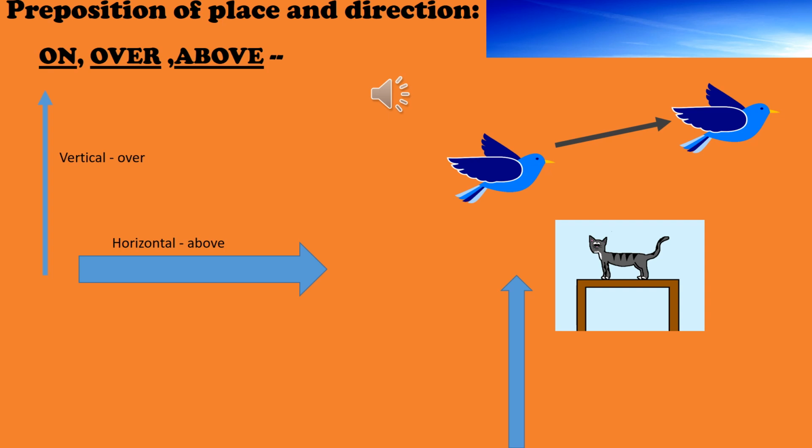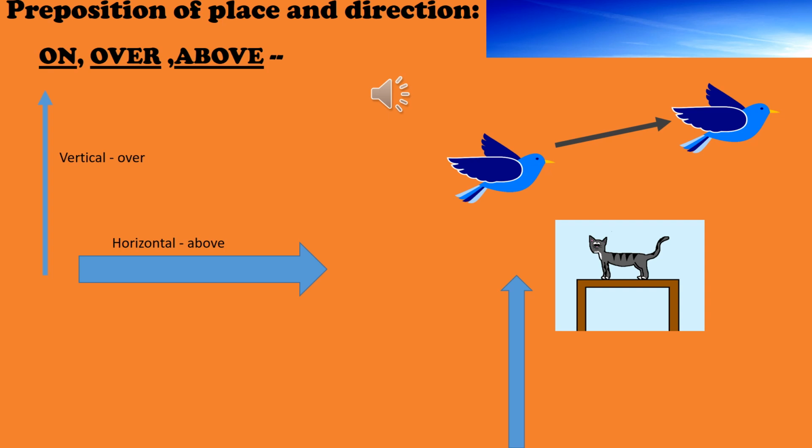It indicates no movement. Above indicates no movement. So we are not going to use above here. Am I clear? Like the sky is above our head. The sky is something we do look at, which is above the horizon, which is spreading horizontally, and that is above our head, and there is no sign of movement there. Okay, but what happens about over?